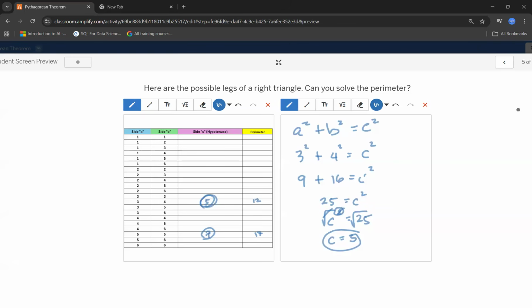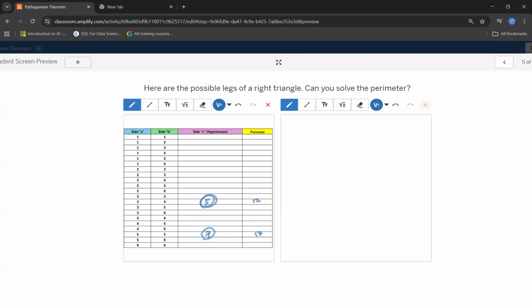Okay, how about for the 5 and 5? I'll just erase this one, and let's try another one. a squared plus b squared equals c squared. So we know that a is 5. 5 squared plus 5 squared equals c squared. And we know that 5 times 5, or 5 squared, is 25, plus 5 times 5 is 25, equals c squared. 25 plus 25, we get 50, equals c squared.